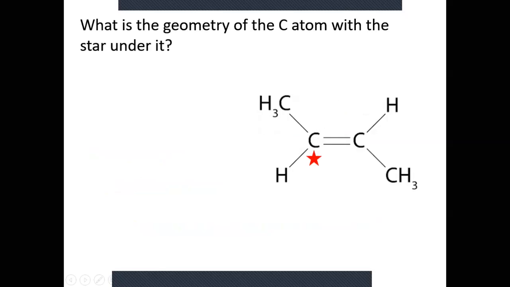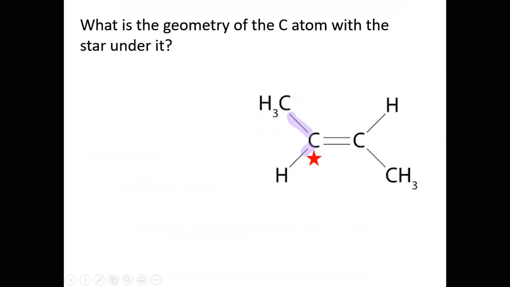So here we have this carbon. We want to determine the molecular geometry of this carbon. So again, we look at this carbon. We have 1, 2, 3 bonding pairs. Remember, double bonds count as 1 pair of electrons. So since this has 3 bonding pairs, it is trigonal planar.